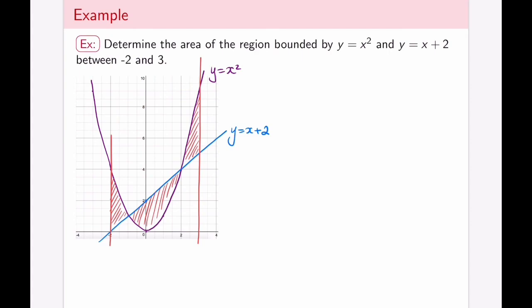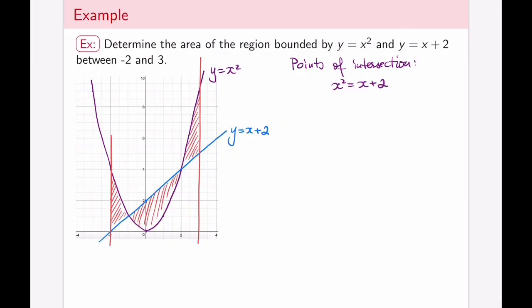Now, whereas I can clearly see what the top and bottom functions are on each interval, what I don't yet know are the endpoints of each interval. I know that this is going to go from -2 to whatever this point is, but I don't know what the coordinates are. And then the next integral is going to go from this point that I don't yet know to this other point that I also don't yet know. These 2 points are the points of intersection between my line and my parabola, so that's my first order of business. Points of intersection.